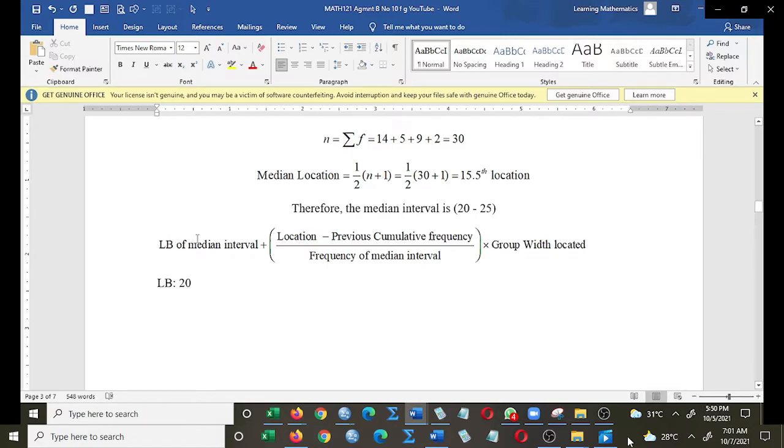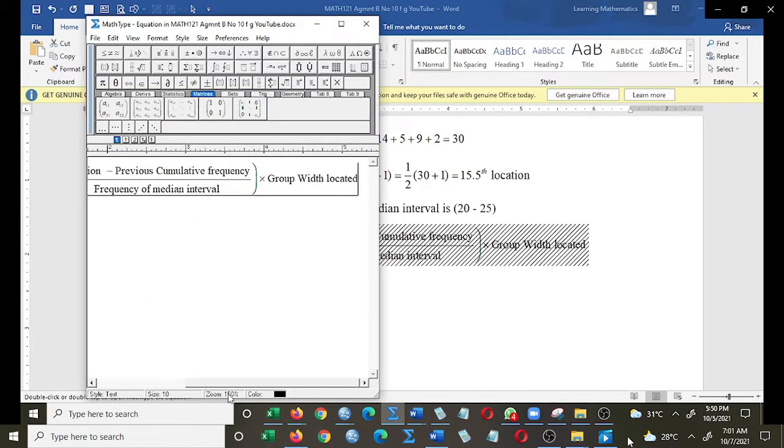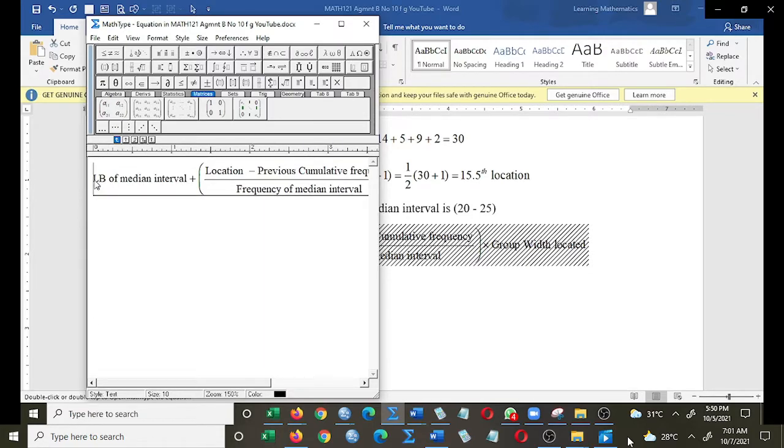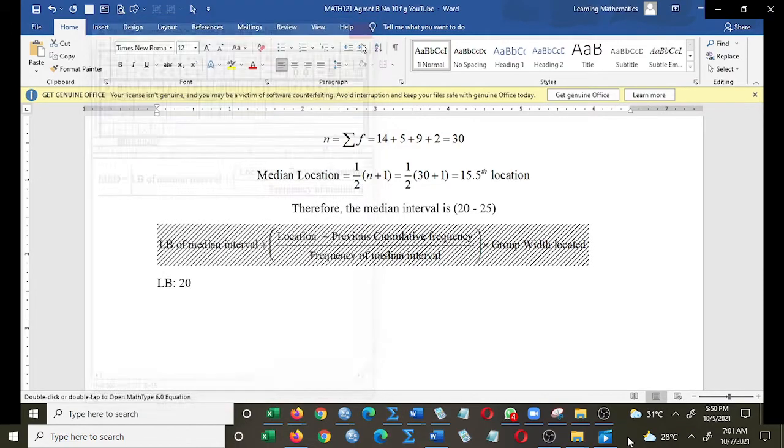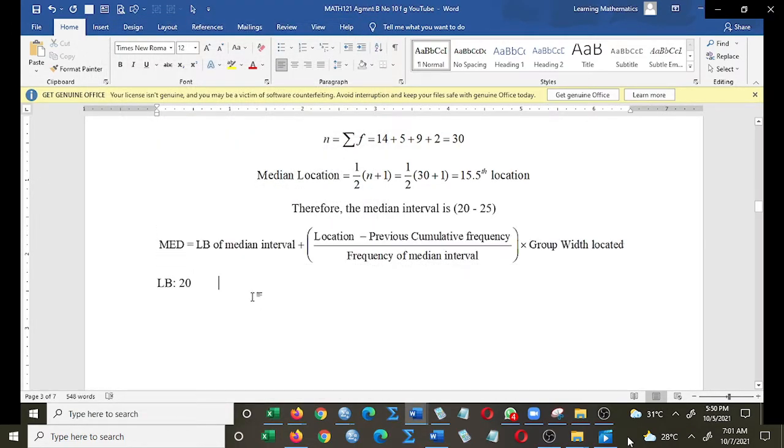So we have the lower boundary of the median interval. Here we can say median is equal to MED is equal to. So what else we need to estimate the median? Anybody? We listing all the values. By the way, how many values we need to substitute into this formula? How many of them? 5. 1, 2, 3, 4, 5. One person is speaking. Well, I hope the others are participating by writing and paying attention.